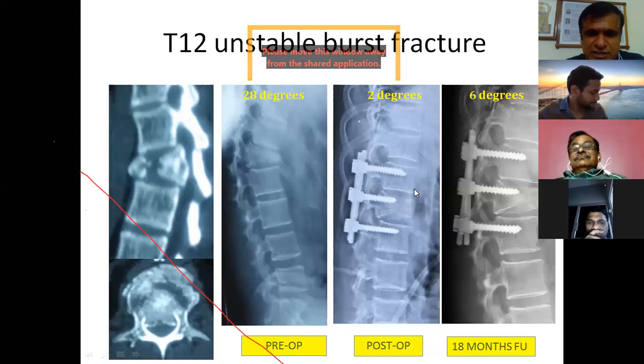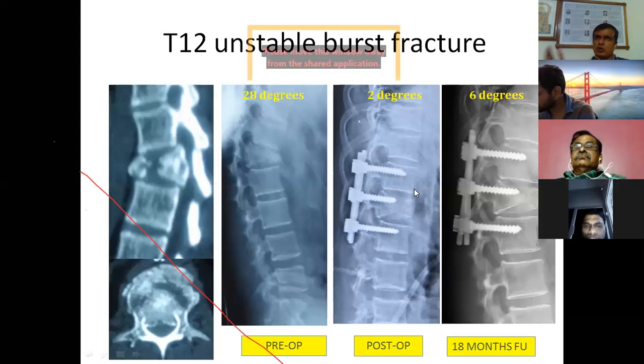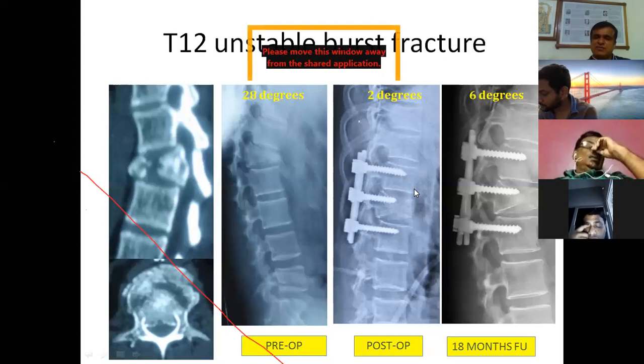Other question is, a conservatively treated compression fracture presents with late onset pain, what should we do? So there is a stable compression fracture, you are treating conservatively with a thoracolumbar brace, the patient is improving, but has late onset pain. What are the reasons for late onset pain? One, the patient is having persistent osteoporosis. If you are not correcting osteoporosis adequately, then the patient will have persistent pain.